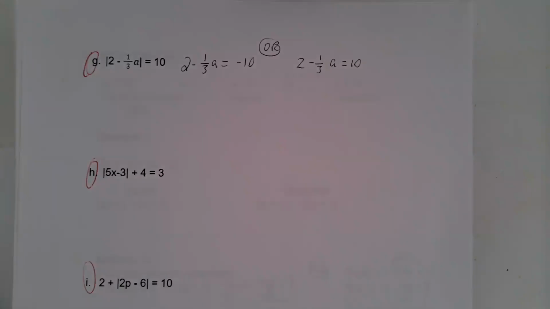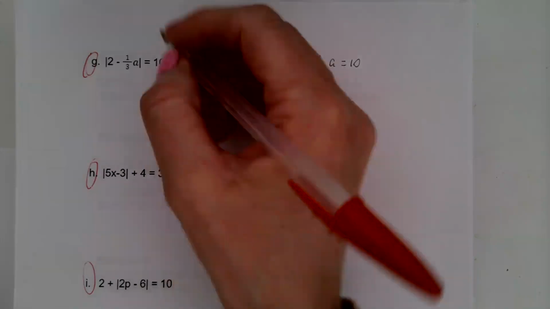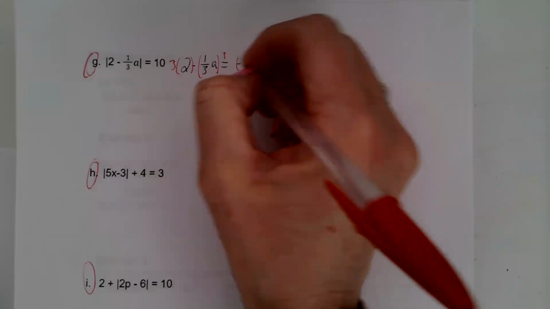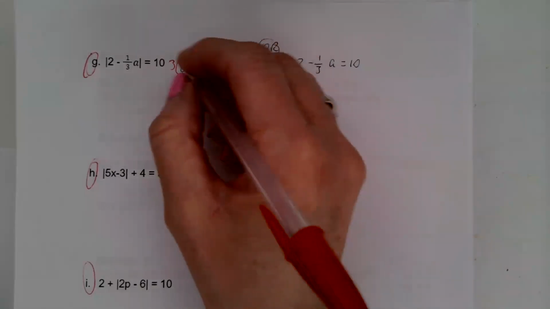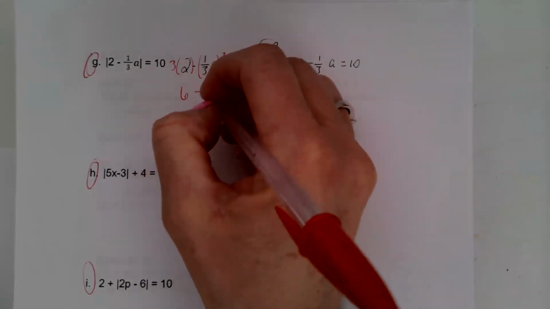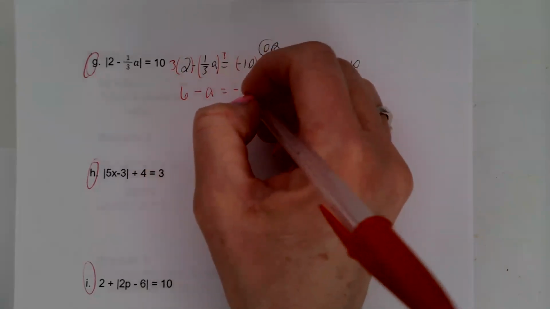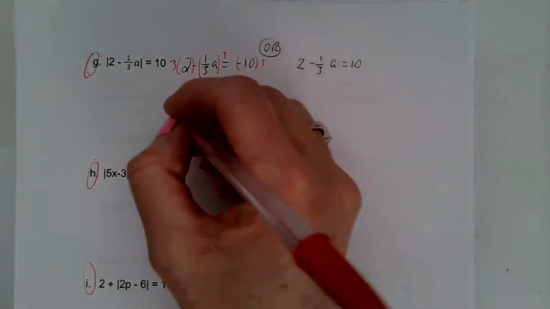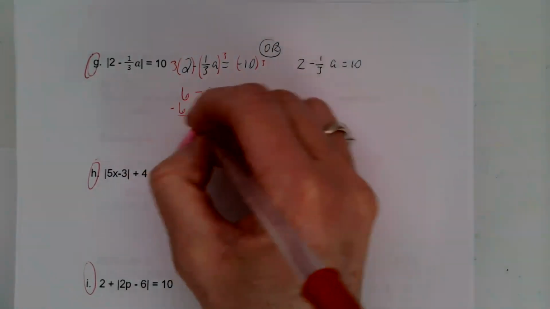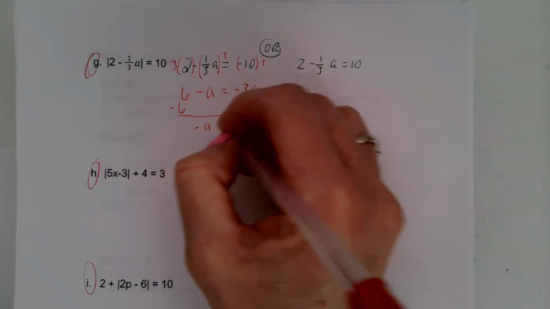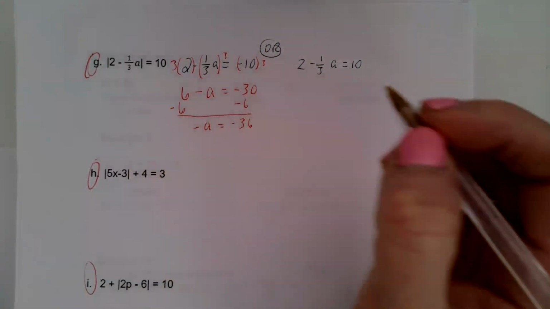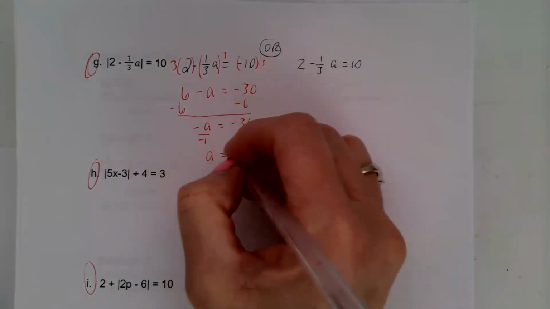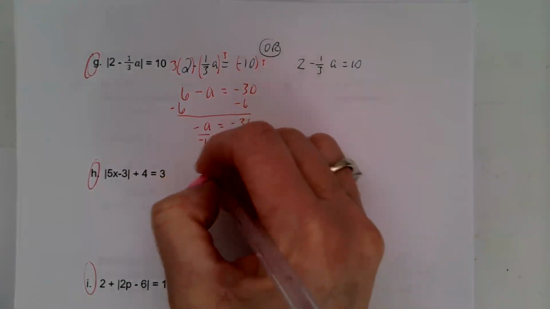So if we multiply through by this denominator of 3, we'll have 6 minus a equals a negative 30 in the left equation here. And so we're going to subtract 6 to get all of our constants to one side. And then dividing by negative 1, we get a equals 36.